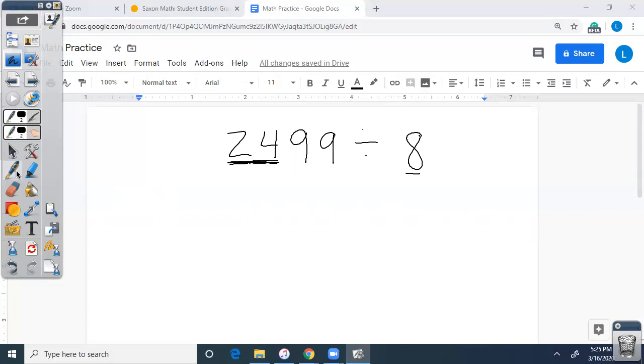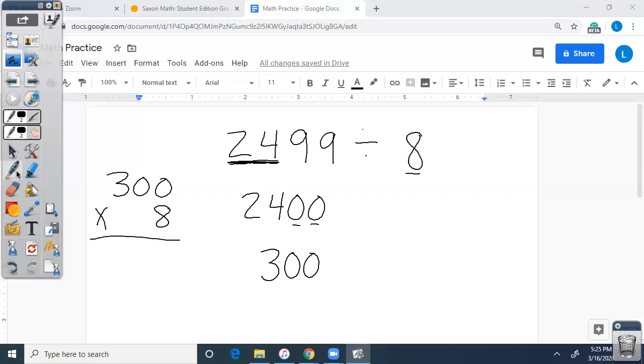So 8 times what is 24? We're going to make these zeros, 2,400. 8 times what is 24? 8 times 3 is 24, and then I've got those 2 zeros that I'm just going to put in my answer. Again, let's check it. 300 times 8, I should get 2,400. Do I get 2,400? Yes, I do, so that must be my answer.